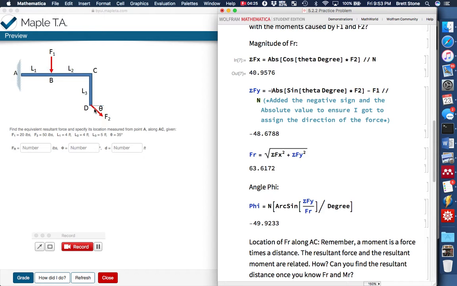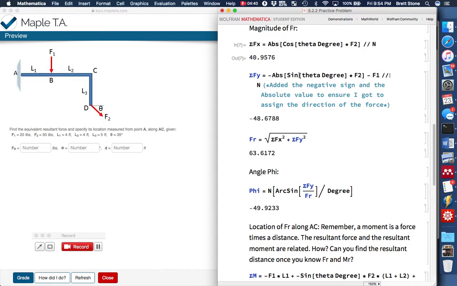But I wanted to be sure that I was assigning that, and it wasn't just happening because of the characteristics of sine. So I took the absolute value of it and then put the negative in front to say I'm saying it's going negative. That's nitpicky. Don't worry about it. So let's recalculate this to make sure I got that.